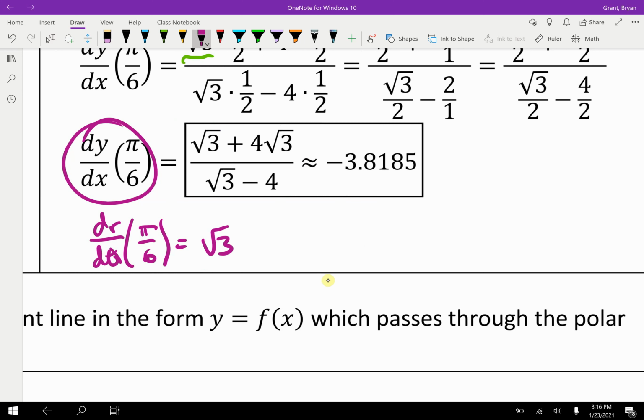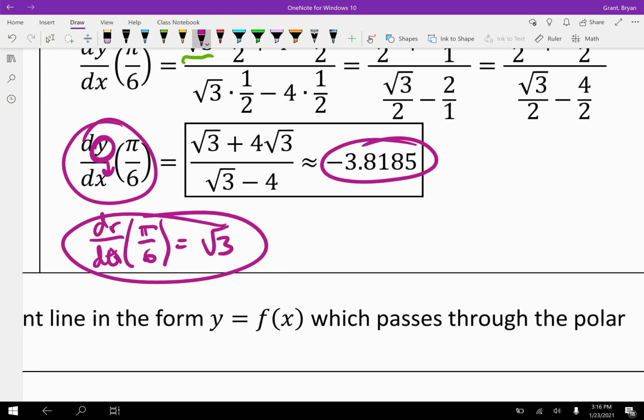This is telling us how fast y is changing as x changes. And it's saying, as x is changing by a bit, y is decreasing at a rate of 3.8185. So it's giving us an interpretation of x and y, but using theta as an input. So this is actually doing what we did in Calc AB the whole time through. This is our new thing for today.